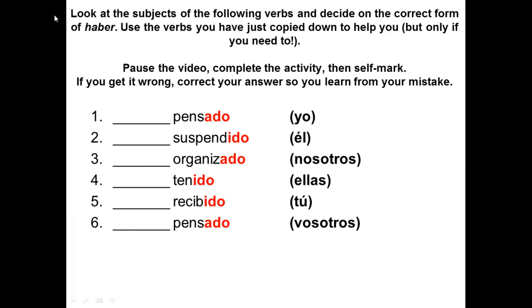In this activity, look at the subjects of the following verbs, which are written in brackets, and decide on the correct form of haber. Use the verbs you've just copied down to help you, but only if you need to. Pause the video now and complete the activity and then self-mark. And remember, if you get it wrong, correct your answer so you can learn from your mistake.